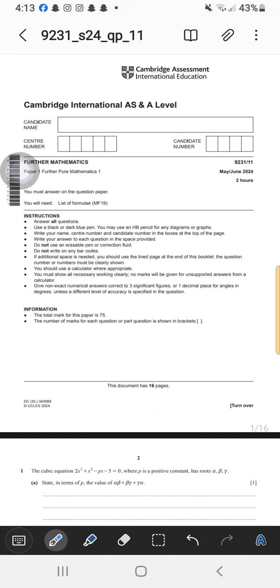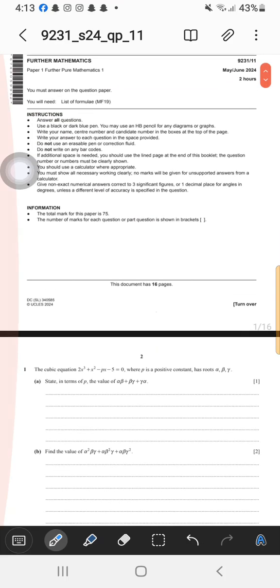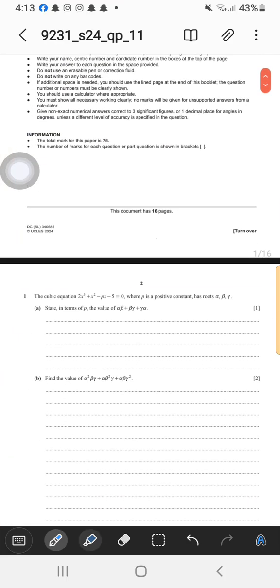We will be solving the first question of the May/June 2024 Paper 1, Variant 1 of Further Mathematics. So let's start with question 1. First, let's understand what the question is asking.